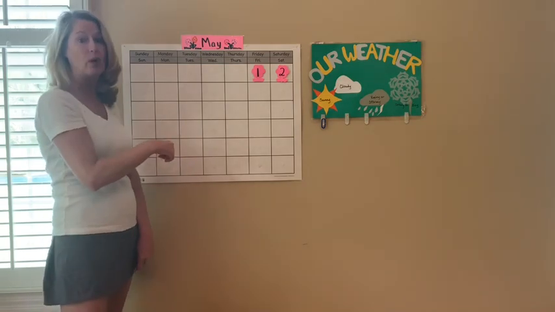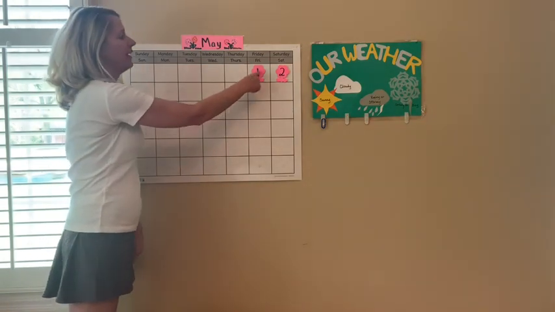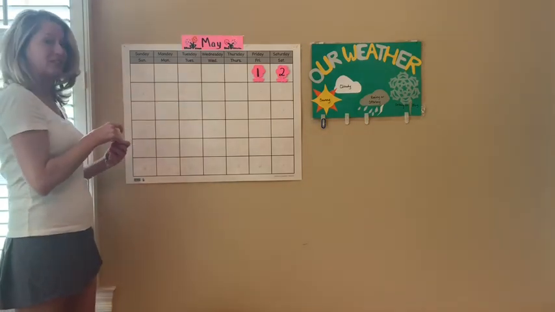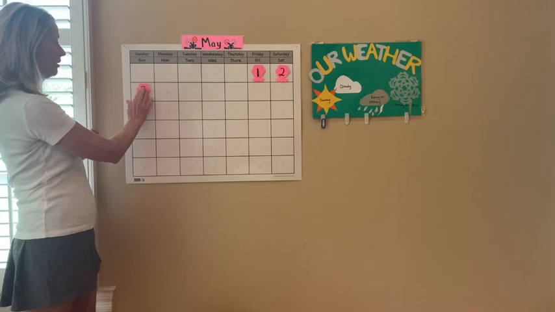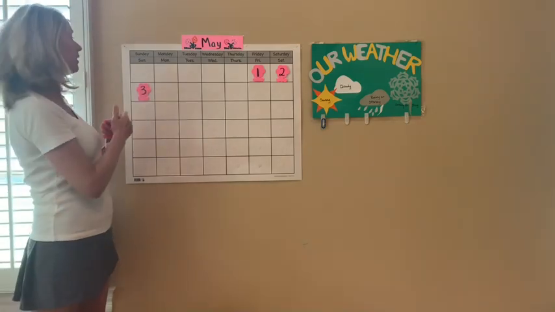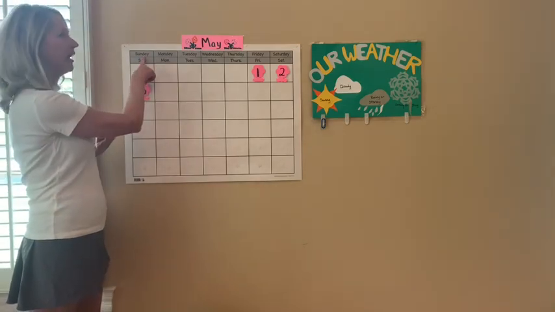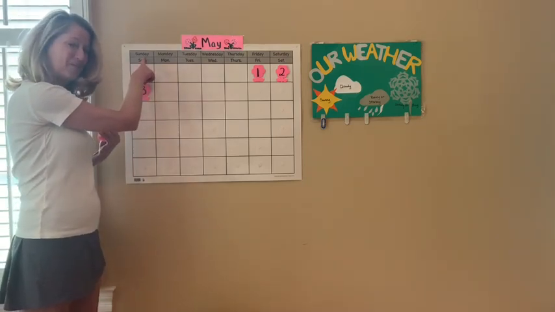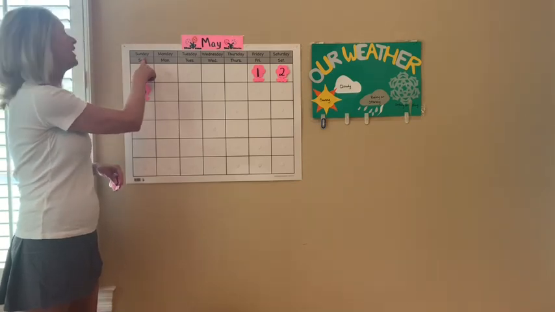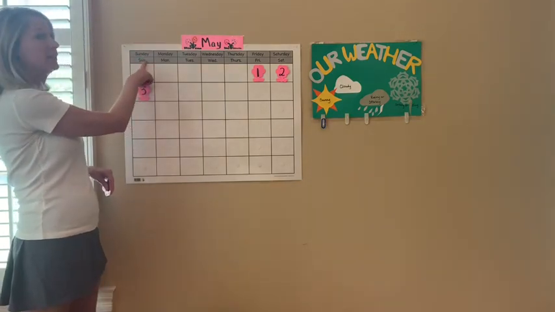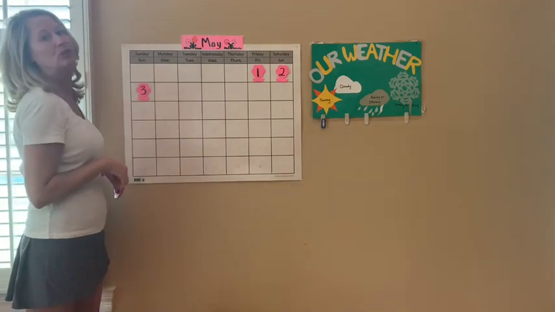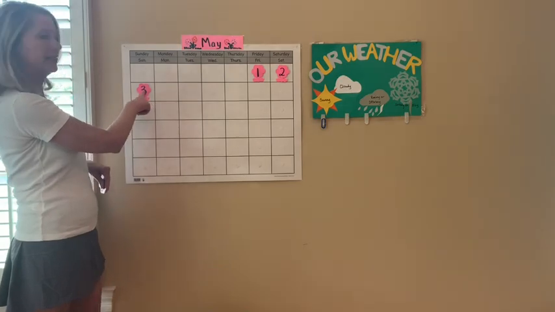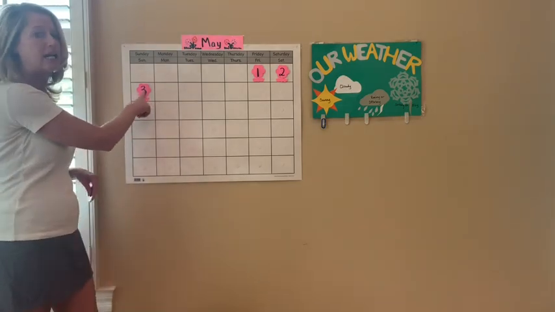All right, let's see where we are in May. 1, 2, 3. Let's put our 3 down. There we go. Now let's see what day of the week we're on. Sunday. Whoops. Sunday. Do we do circle time on Sundays? No, we don't. That is part of the weekend. It is the first day of the week, but we don't do school things on that day. So that is not today. That was yesterday.